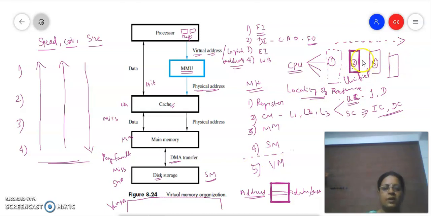So in this diagram, we have discussed the concept of different levels of the memory hierarchy, how these levels are associated with three parameters, namely speed, cost, and size, and how the address varies.